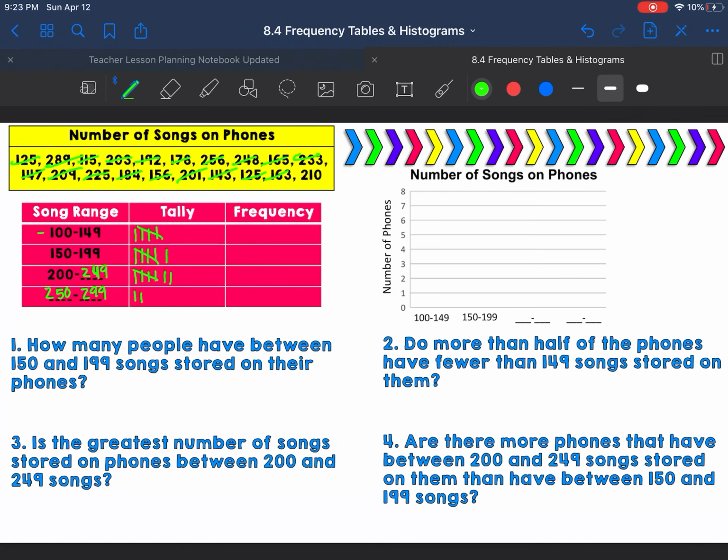125, 163 would be here, and 210 would be here. All right, I'm done now. So I have 5 tally marks here, 6 tally marks here, 7 tally marks here, and 2 tally marks here. Now, I need to make sure that I got all of those tally marks. 5 plus 6 is 11, plus 7, 18, plus 2 is 19.